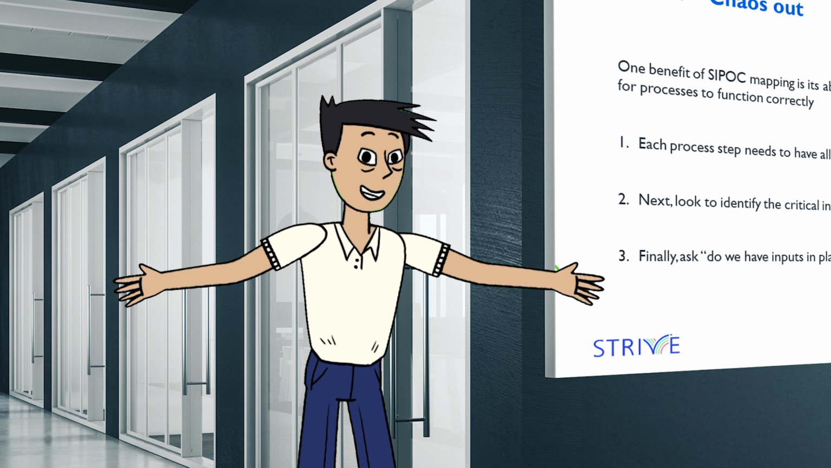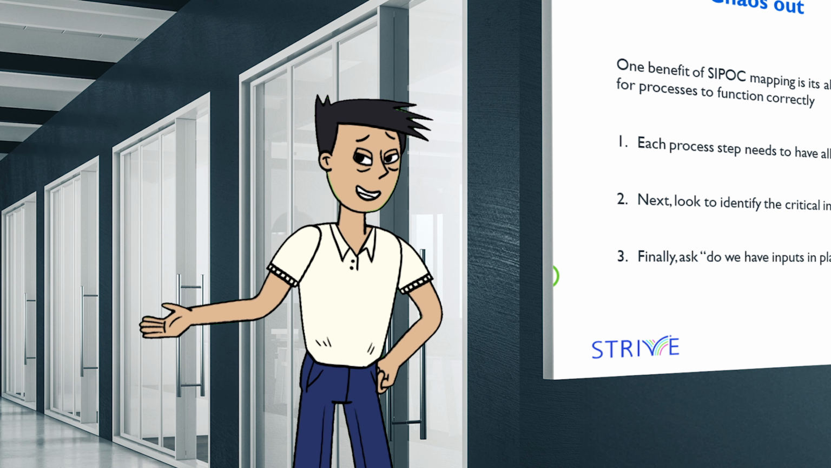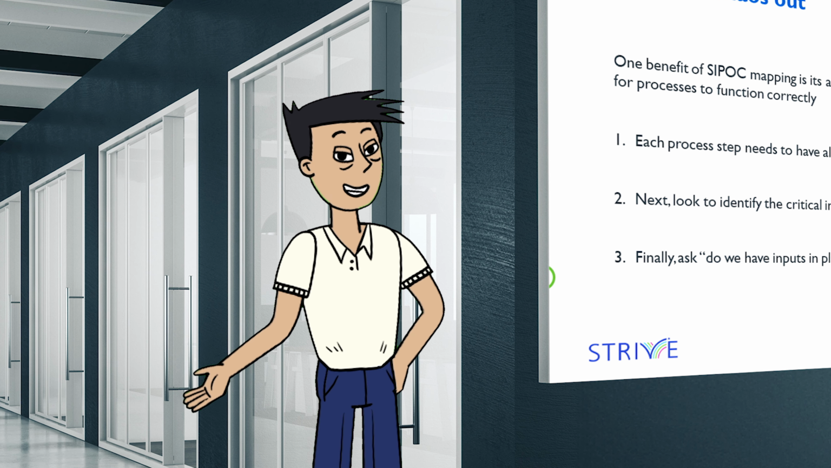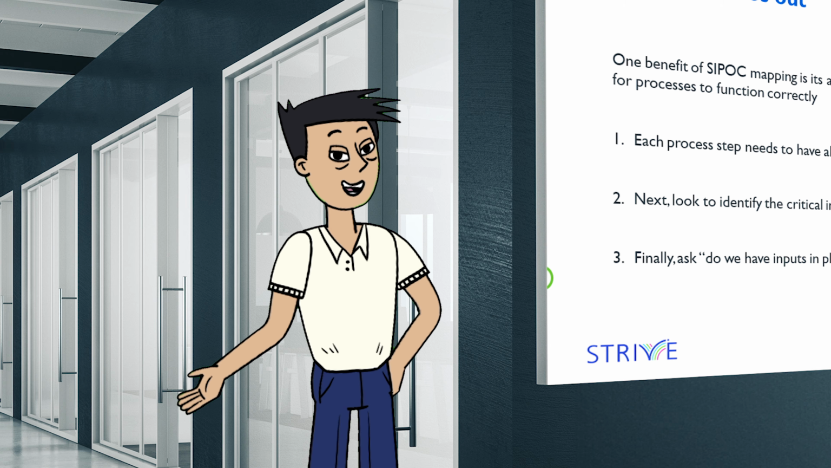So if an output can't be controlled, then it works on the principle that we're going to have little chance of maintaining a stable process, because things that aren't controlled basically become chaotic.